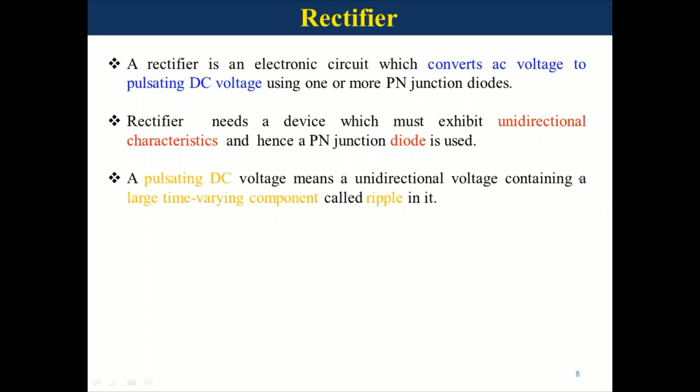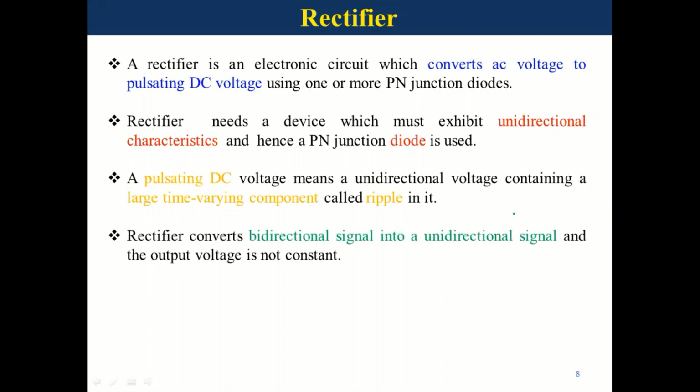The output of the rectifier is pulsating in nature, meaning it is a unidirectional voltage containing a very large amount of AC component. That AC component we can call a ripple. So this rectifier circuit converts the bidirectional signal from the step down transformer to a unidirectional signal. Still the output is not constant. There is more ripple content in the output of the rectifier.